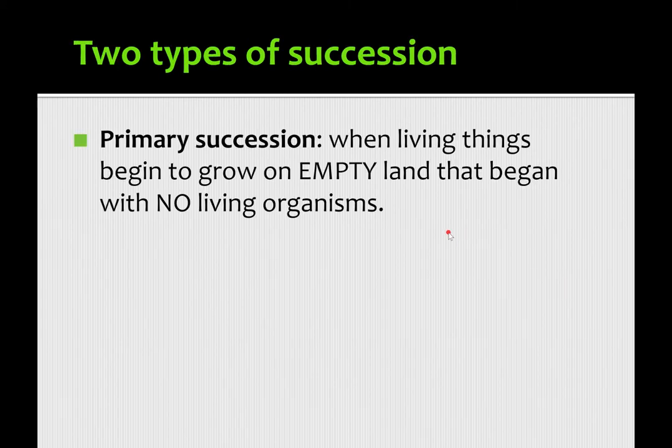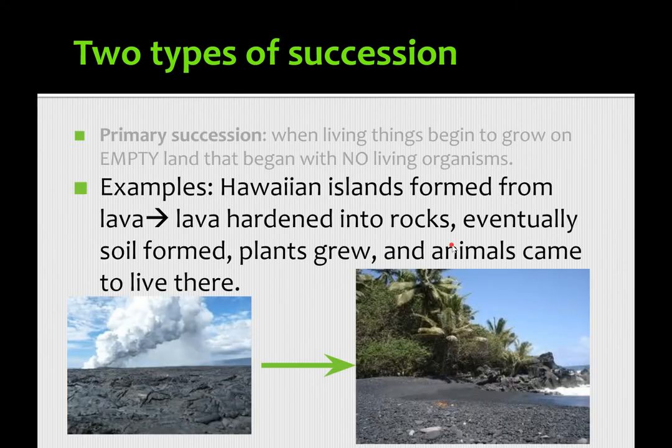So there are two types of succession. The first is primary succession. This is when living things begin to grow on empty land that began with no living organisms at all. So for example, the Hawaiian Islands. We had underwater volcanoes that erupted, and as they cooled, they created islands. The lava hardened into rocks, and you had your pioneer species that came in, lichen, over on driftwood or carried on the wind or something.